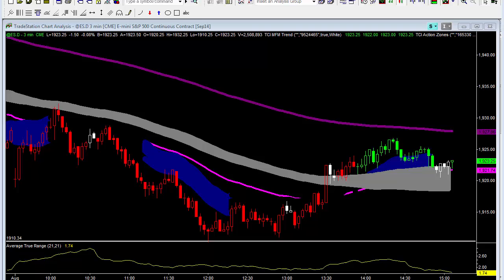Right, good afternoon, everybody. Today is Friday, August 1st, first trading day of the month, and we are looking at the E-Mini S&P 500 futures chart. And let's start. It's about 3 o'clock right now in the afternoon. Let me show you a few real nice trades today.